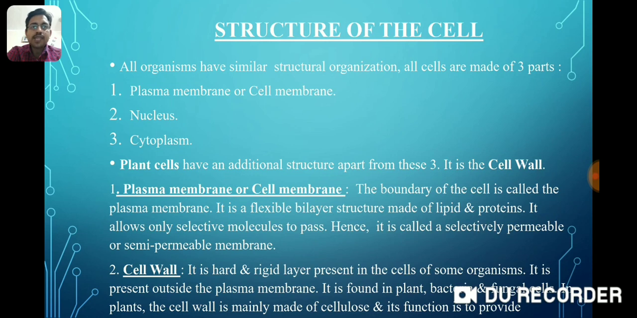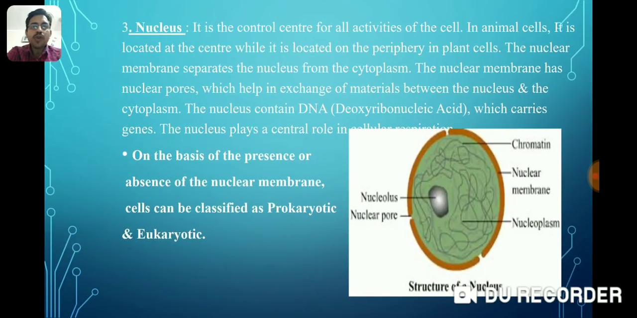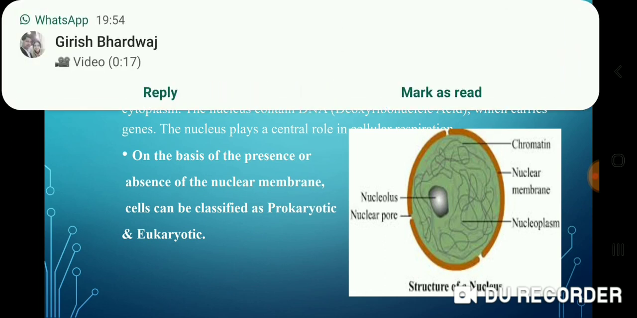Cell wall. The cell wall is a hard and rigid layer present in the cells of some organisms like plants and bacteria. It is present outside the plasma membrane, and in plants the cell wall is made up of cellulose and it is a dead structure. Its function in plants is to provide strength and rigidity, as plants have no bones or hard structures. Let's talk about the nucleus. The nucleus is the control center for all the activities of the cell. In animal cells, it is located in the center.